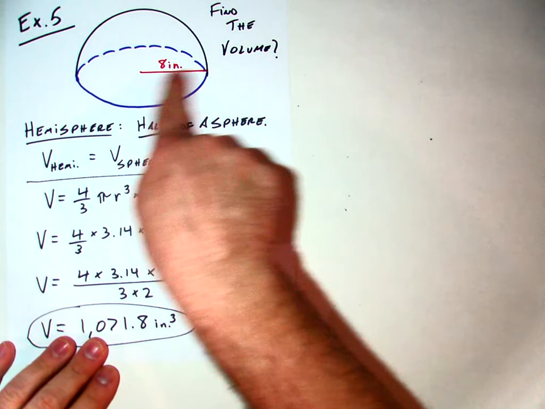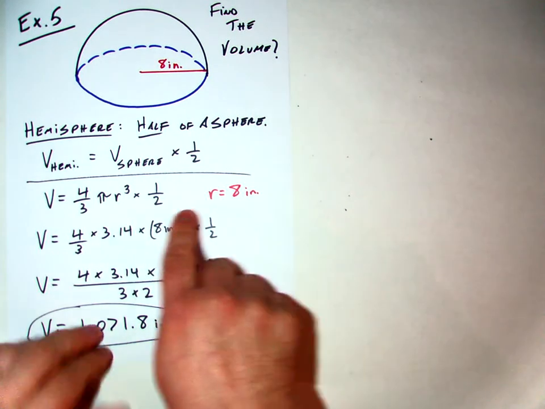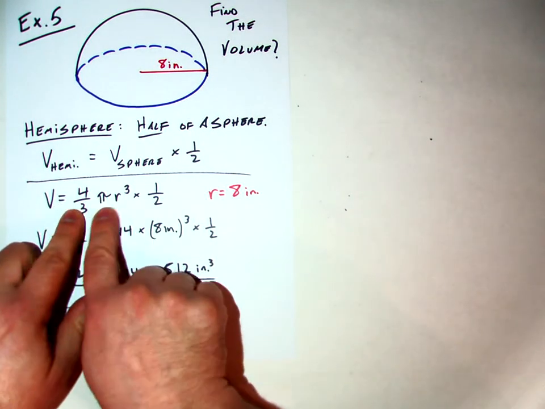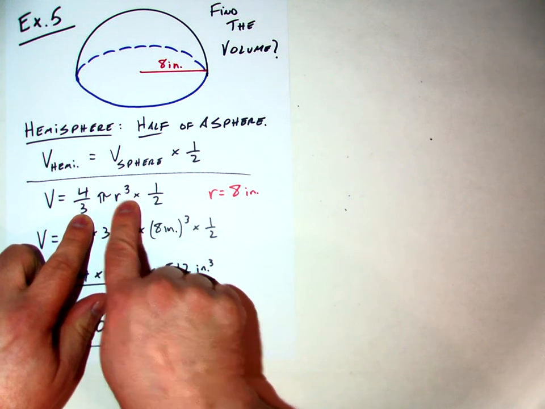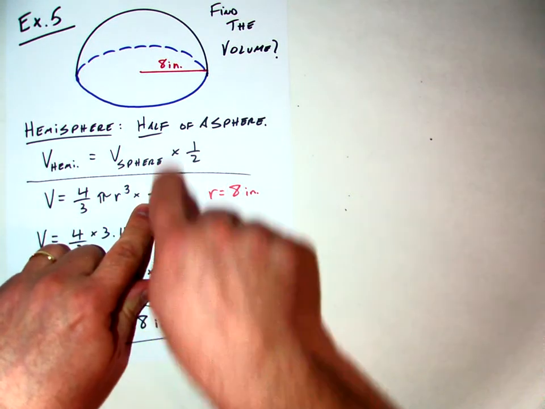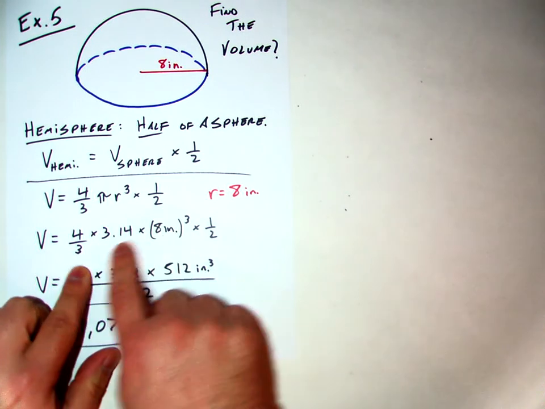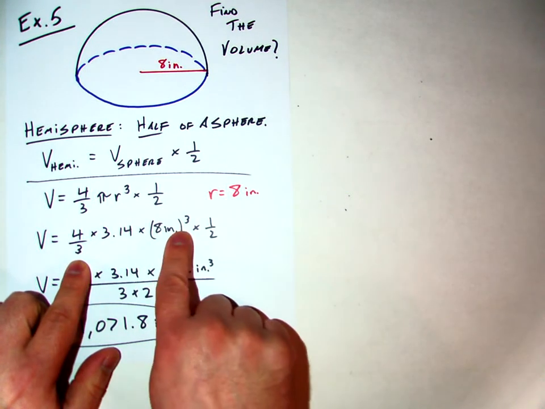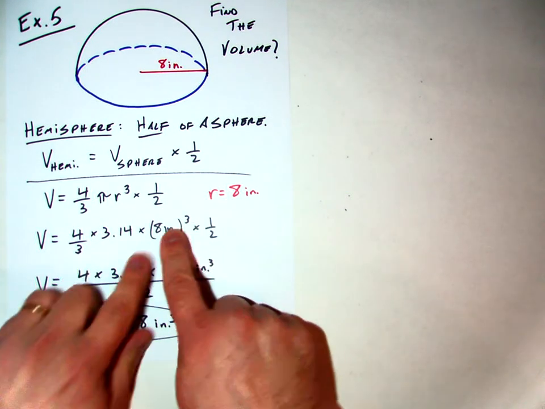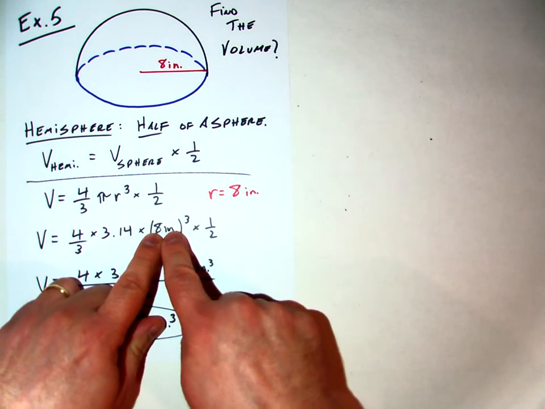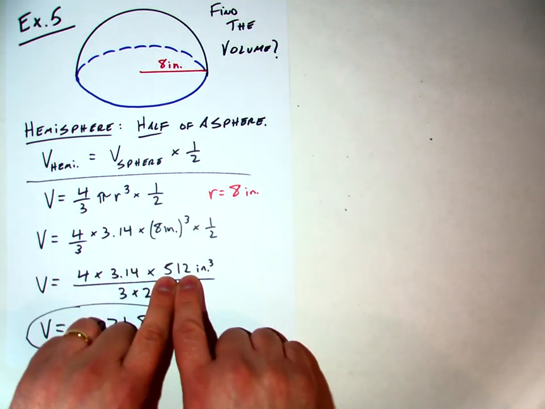Let's see. My radius is 8 inches, so I'm ready for that. So I'm going to plug it into the volume equals 4/3 times pi times radius cubed. But then I'm going to multiply by a half, which is going to give me the volume of just half of the sphere. And when I plug in my 8 inches, I'm going to remember to cube it all. So 8 times 8 is 64, times another 8 is going to give me 512 inches cubed.